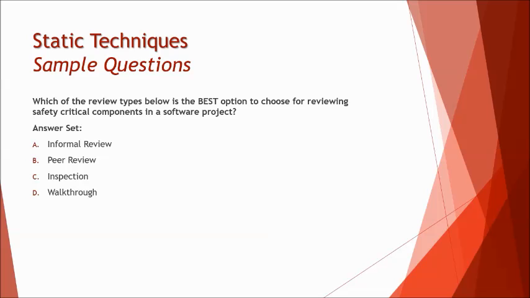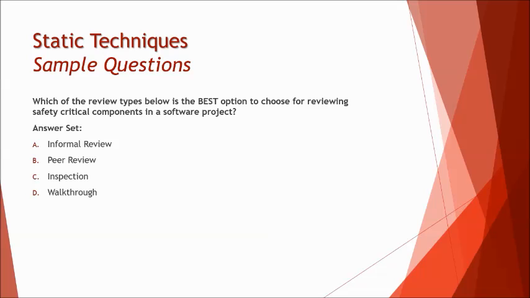Looking at the next question: which of the review types below is the best option to choose for reviewing safety critical components in a software project? Now, it's very well understood that when you're talking about safety critical components, you have to be quite documentative. You cannot just skip anything. You need to record each and every monitoring process, gather metrics, use checklists, utilize reviewers' comments which will be documented, and prepare a review report conducted by a scribe.